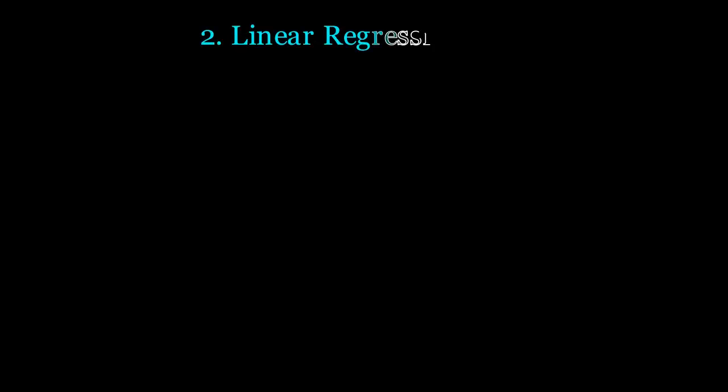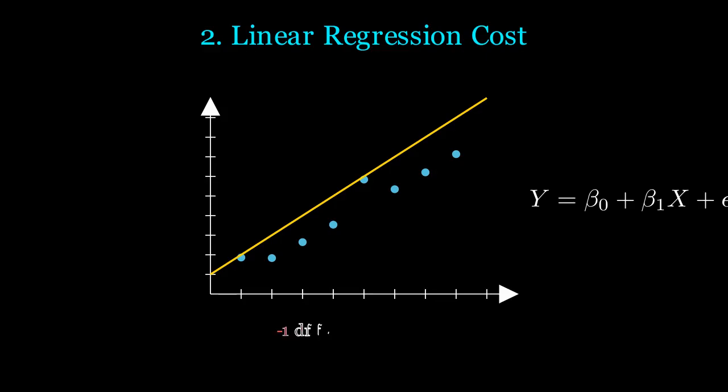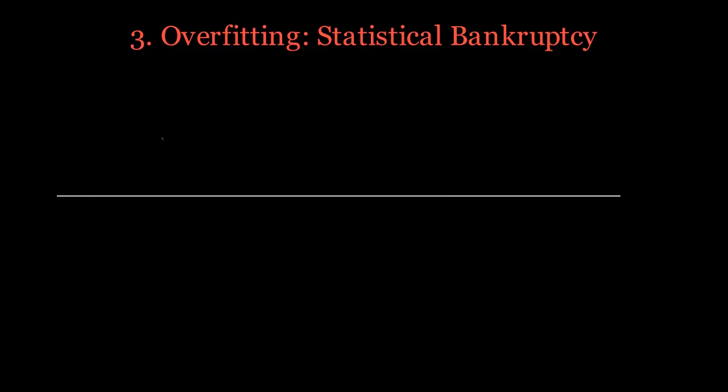Section 2. The cost of estimation. In statistics, every time you estimate a parameter, you pay a price. In a simple linear regression, y equals beta 0 plus beta 1 x, you are estimating 2 things, the intercept and the slope. If you have 100 observations, you start with 100 degrees of freedom. After estimating the intercept, you have 99. After estimating the slope, you have 98. This remaining budget is what allows you to estimate the error or noise in your model. Without leftover budget, you cannot measure uncertainty.